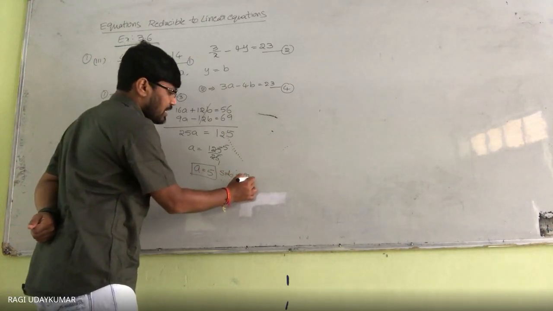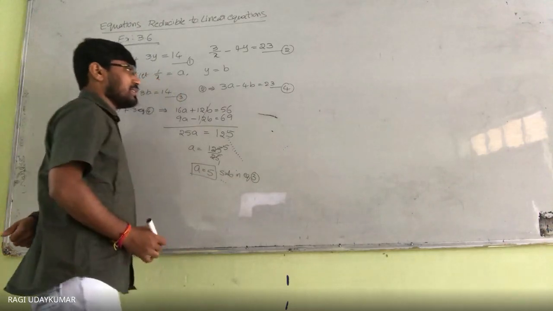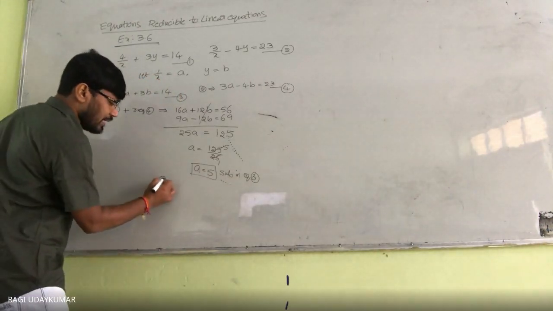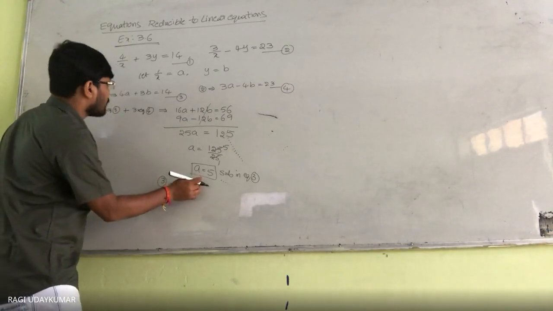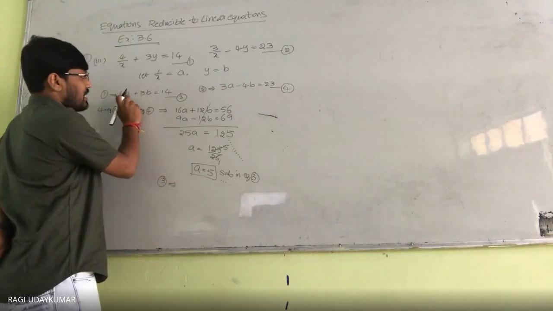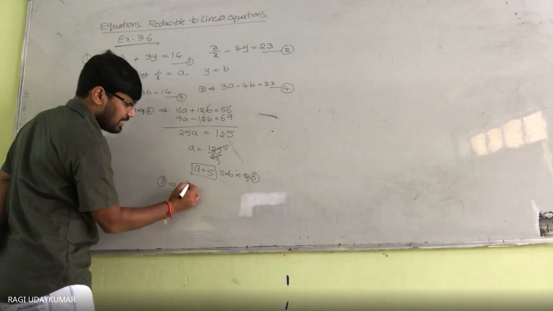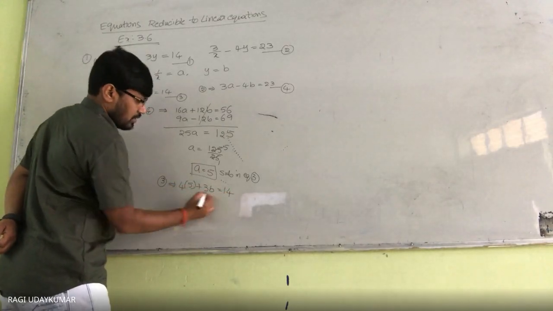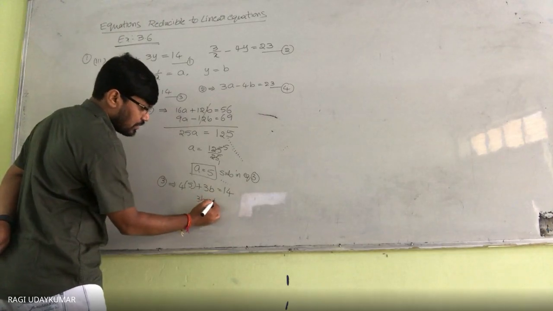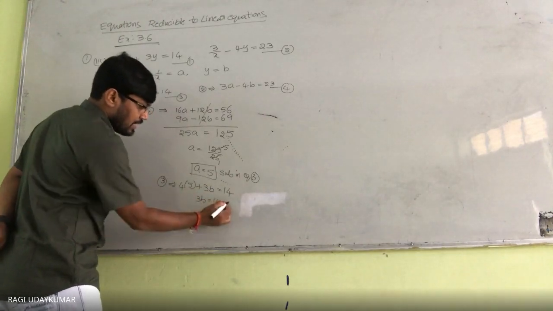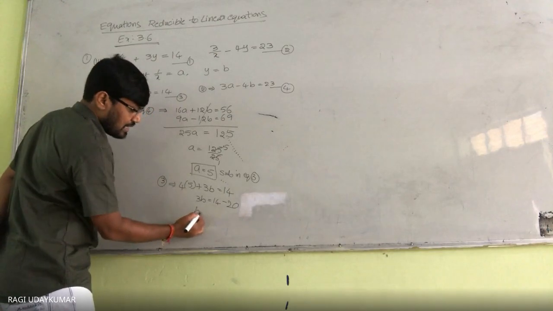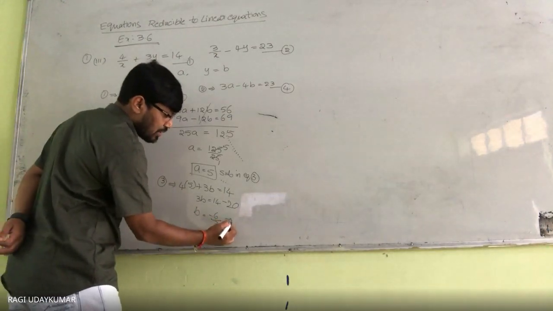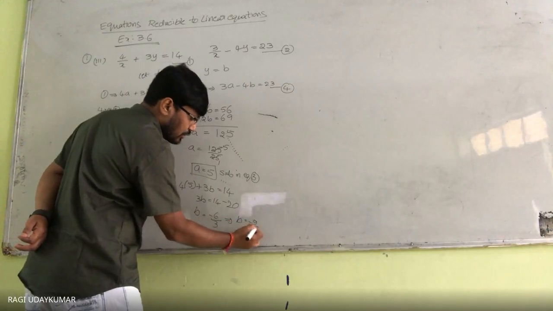Substitute in equation number 3 or 4. That is up to your choice. So the third equation will be formed by substituting this one. In the place of a here, substitute 5. Then we are going to get the b value. So 3b is equal to 14 minus 20, minus 6. So b is equal to minus 6 by 3, which implies b is equal to minus 2.